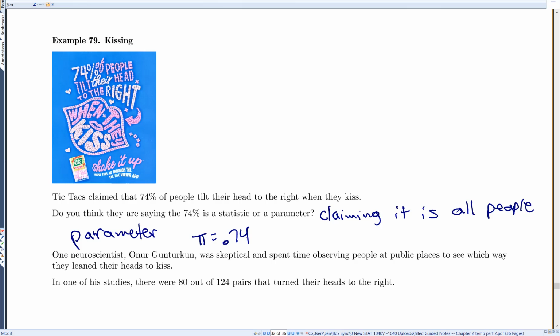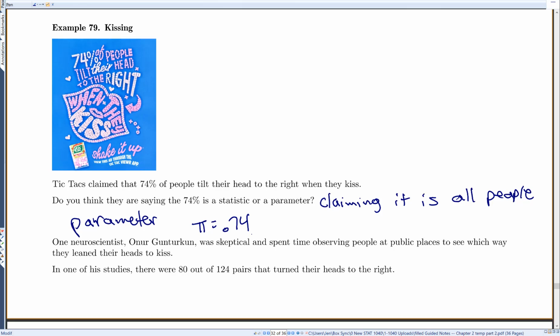One neuroscientist, Onur, was skeptical and spent time observing people at public places to see which way they leaned their head to kiss. He actually ended up doing the same thing for over 2 years, at least in one study, so he did look at a lot of people. But in one of his specific studies, there were 80 out of 124 pairs that turned their heads to the right.